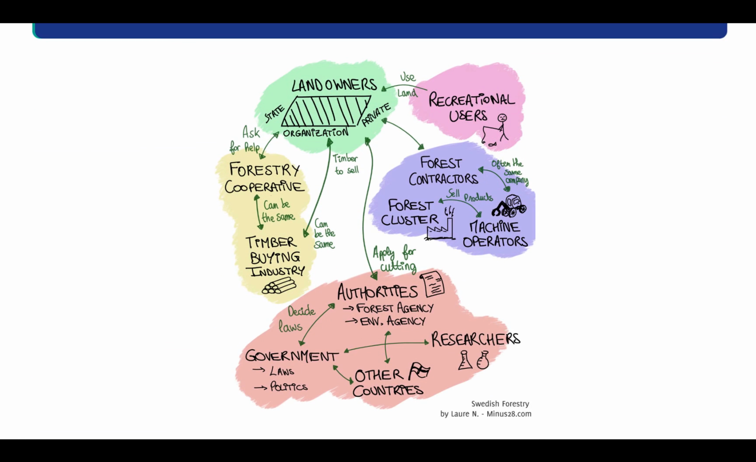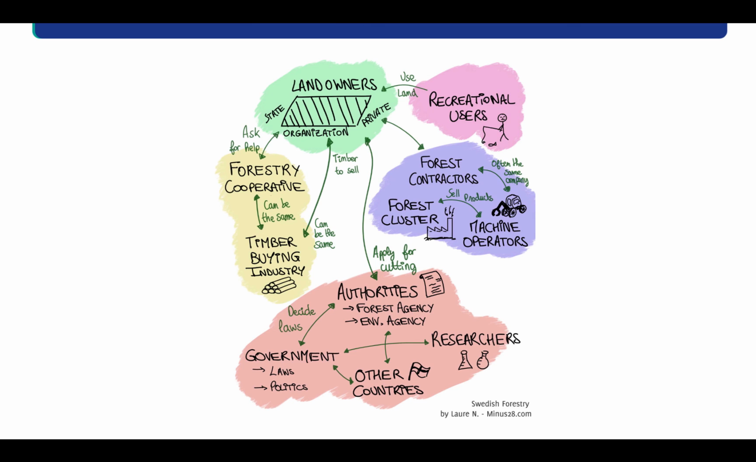This is another example of a stakeholder map. This is a stakeholder map around the Swedish forests. Here you can see that there are five groups of stakeholders. One are the recreational users who use forests, and they use the land of landowners. And the landowners usually are organized in forestry cooperatives, and they ask for help from forestry cooperatives, which at the same time are linked to the timber buying industry.